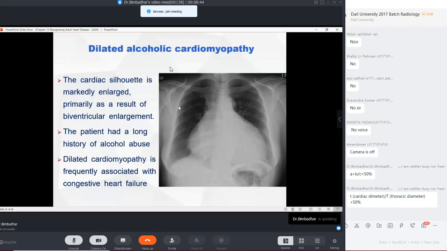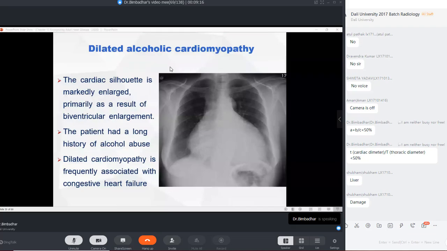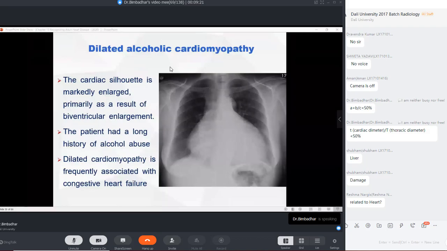And there is another clinical condition. You tell me, let us say you got this patient's x-ray like this, and you came to know that it is alcoholic cardiomyopathy. What is the other condition that you are going to expect in this patient? There is some other condition that you have to expect. What is it? Liver damage? No, already liver damage is there, that's fine. Tell me if it is related to the heart or not.